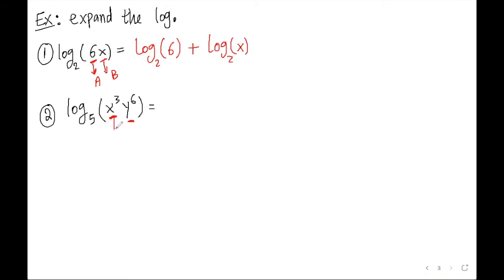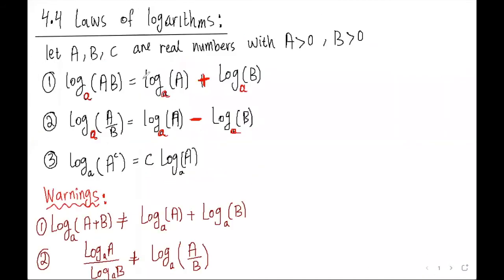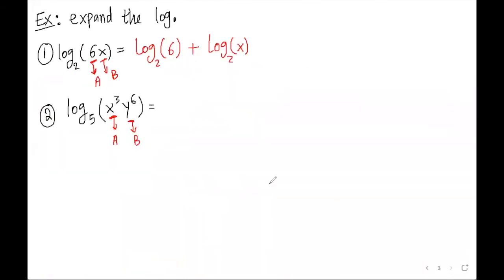Again, this is my a, this is my b, but we have to use a different property. We'll do the second one by using the property here, and I'm going to use this property too, number 3 and number 1. So it'd be 3 times log base 5 of x plus log base 5 of y.